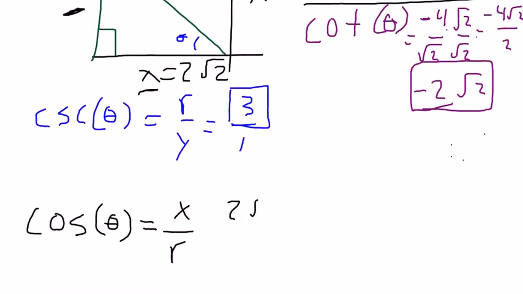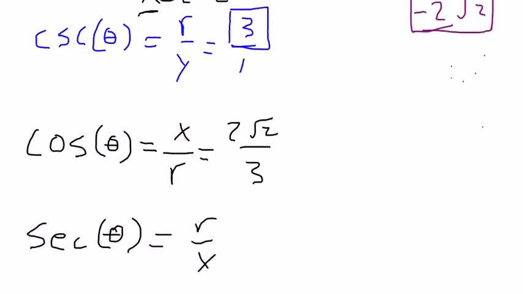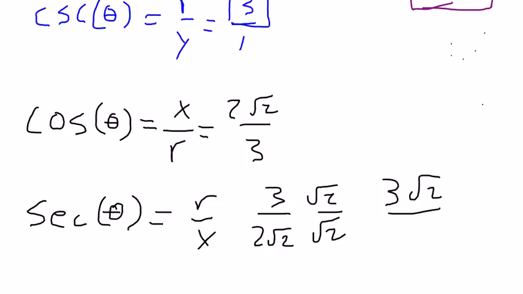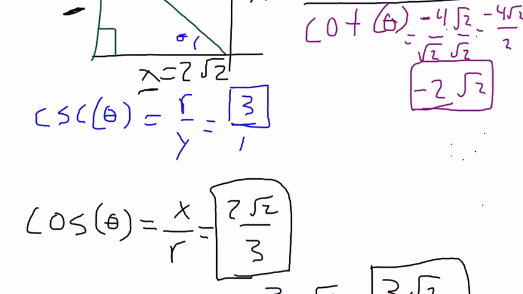So I'll write that here, 2 square root of 2 over 3. And then from here we can get secant. Secant is r over x, or 3 over 2 square root of 2. Multiplying by square root of 2 over square root of 2, I get 3 square root of 2 all over, and multiplying these together you get 4. So a fairly challenging problem. Hopefully this video helps.